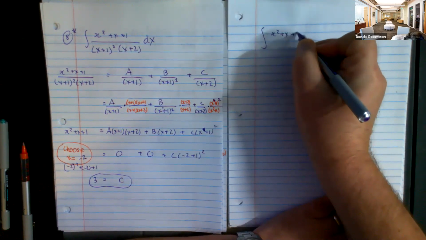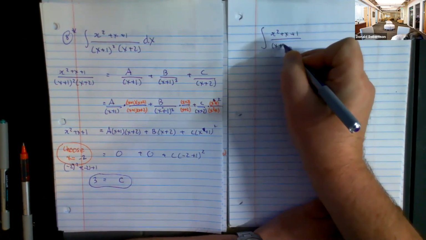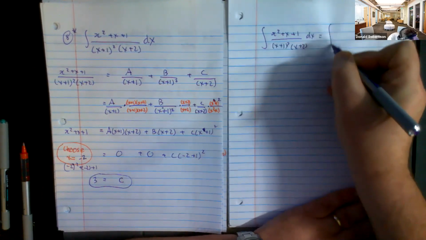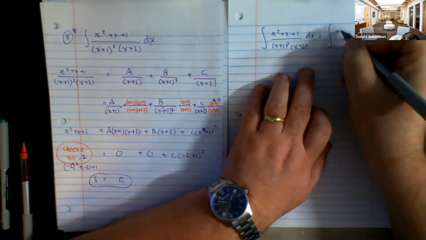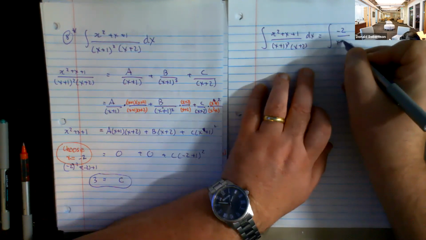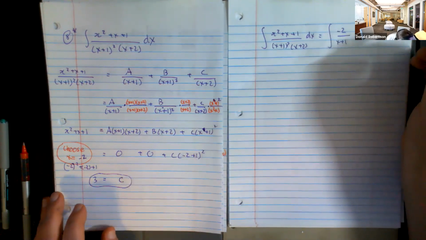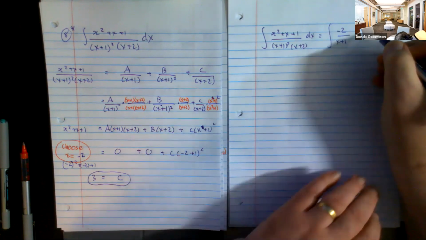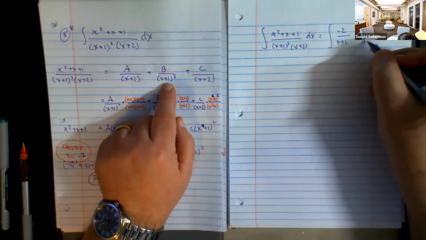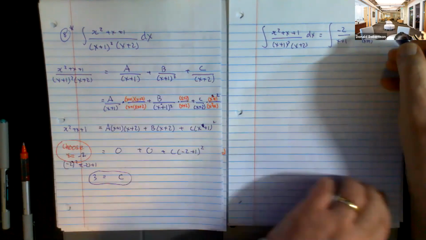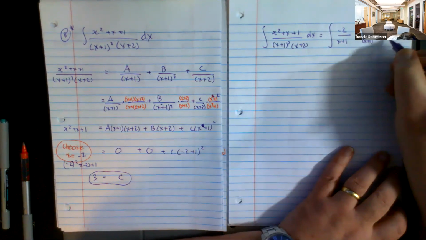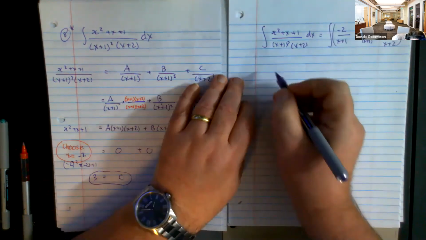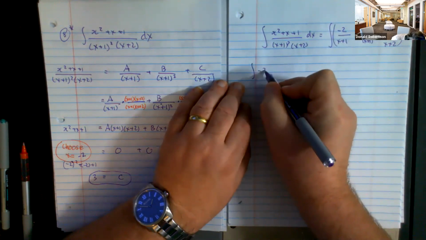The original question, which was this one, has now been split into its partial fractions. It's an a -2 over x add 1. It's then got a b, which is 1 over x plus 1 squared. And then a c, which is 3 over x plus 2 dx. And I'm going to split them into 3 separate pieces.